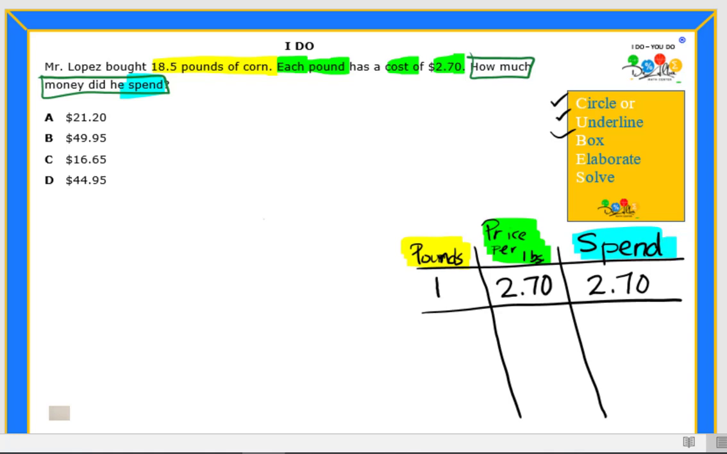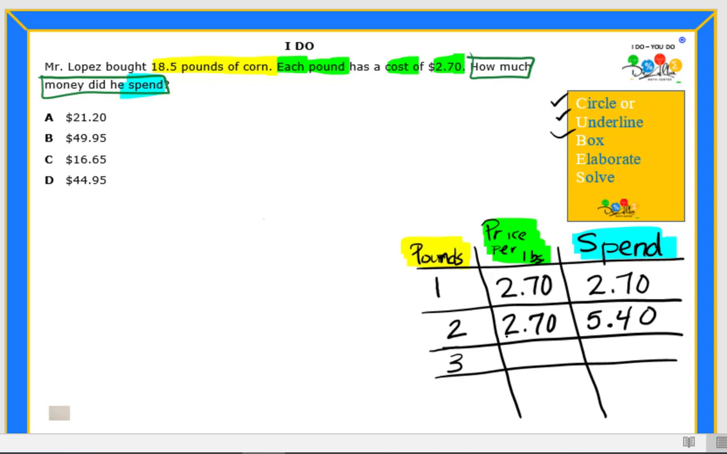So let's change that amount now. Let's say he wants 2 pounds of corn. So if he buys 2 pounds of corn, the price per pound is not going to change. That is still $2.70 each pound. But now he bought more corn. He bought more pounds. So he's going to spend more. So $2.70 for each, we would spend $5.40.